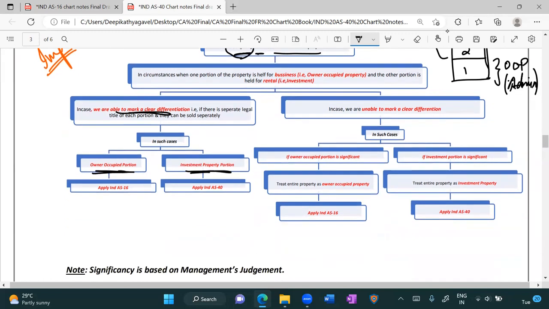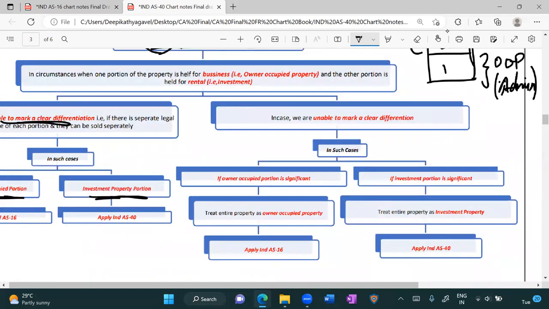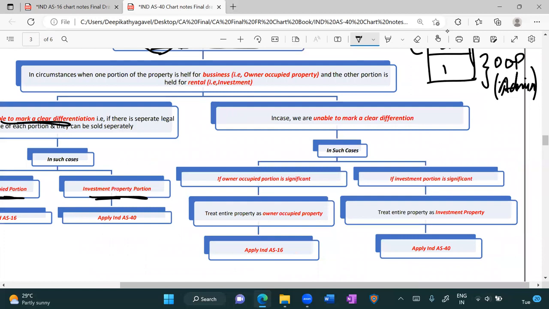But say you tell the standard that no, I'm not able to clearly differentiate. There is no separate legal title. I can't differentiate between those portions. Then the standard says you will go with significancy. Then see which portion is being used significantly.